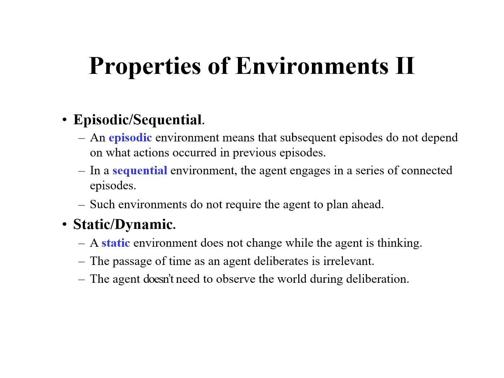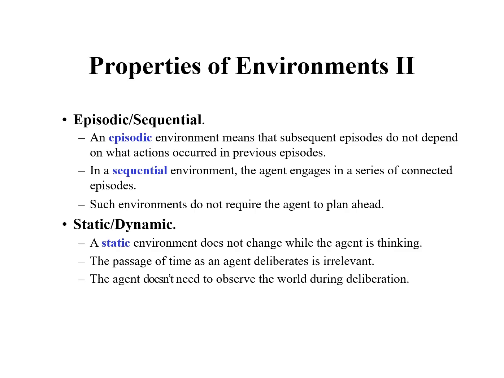So, the next properties of environment are episodic or sequential. An episodic environment means that subsequent episodes do not depend on what actions occurred in previous episodes. In an episodic environment, the previous episodes are not given preference, and the subsequent episodes pass on without depending upon the actions that occurred in the previous episode.